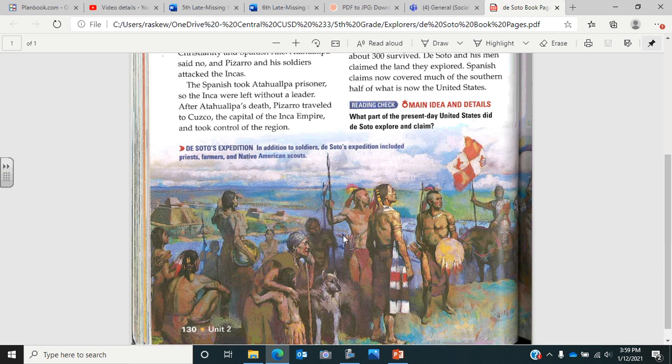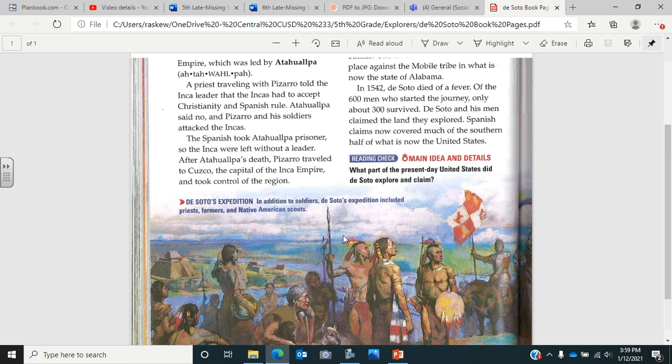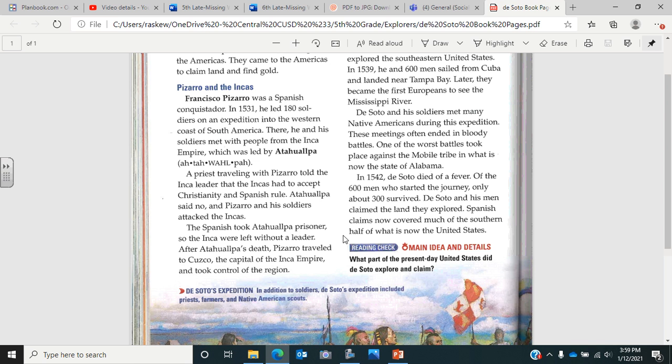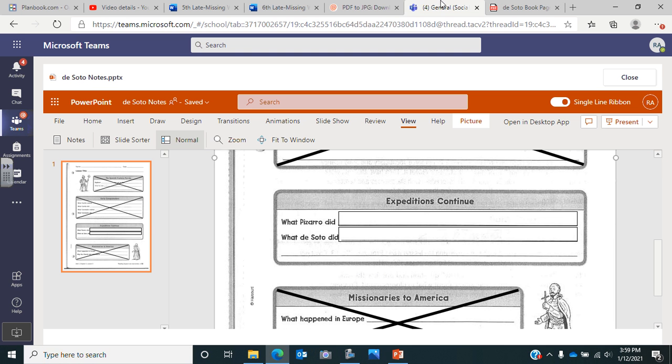So De Soto went through southeastern United States, which is Georgia, Alabama, Louisiana. He went up into Tennessee a little bit, Florida, that area, and he explored those states. He was one of the first ones to see the Mississippi River. Unfortunately, when he met the Native Americans, it always ended up in bloody battles. So for De Soto, he died from a fever, but also claimed much land for Spain.